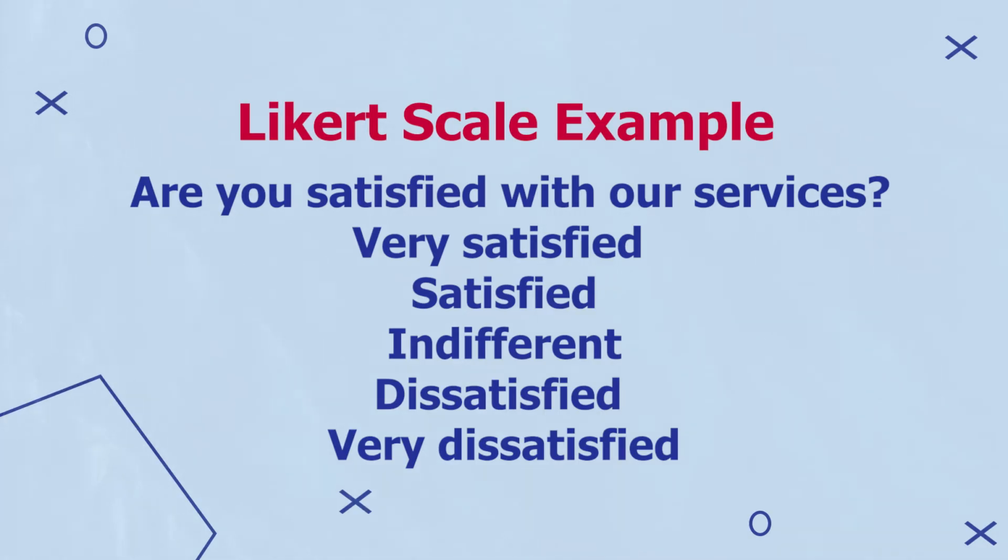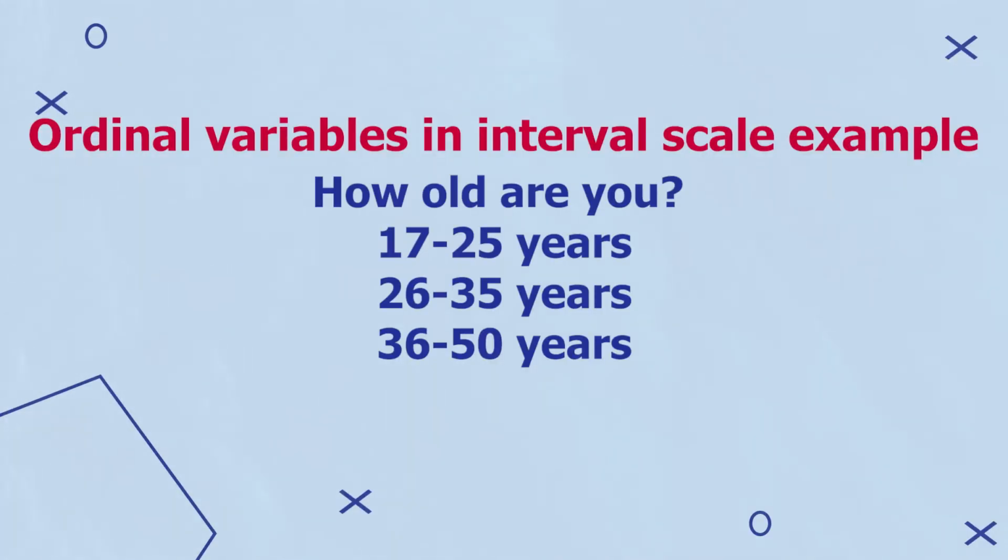For example, a Likert scale is mainly used to get opinions. Here is an example of a Likert scale. Ordinal variables can also exist in intervals. An example of an interval scale is this question. How old are you? 17 to 25 years, 26 to 35 years, or 36 to 50 years.